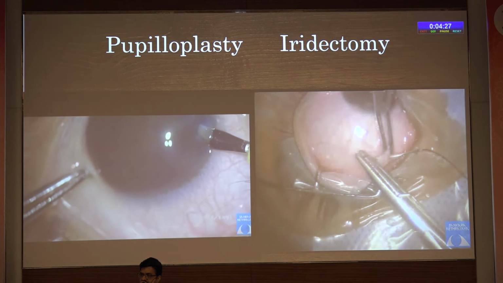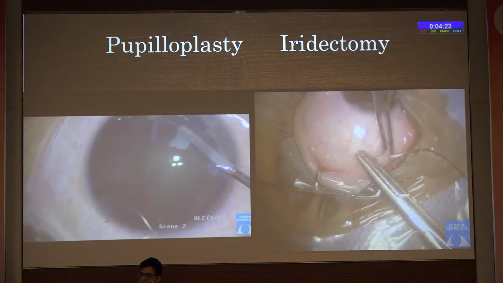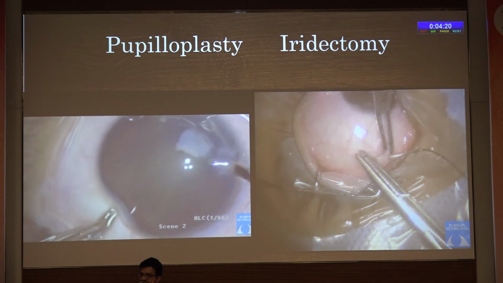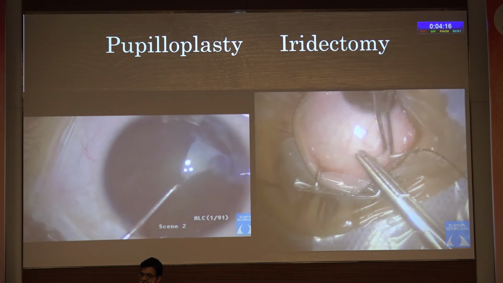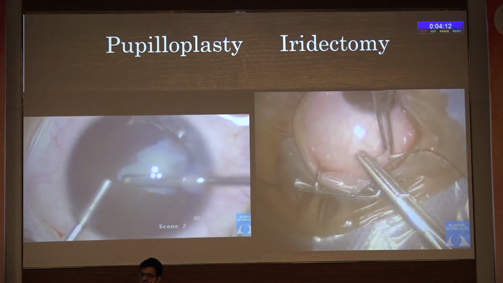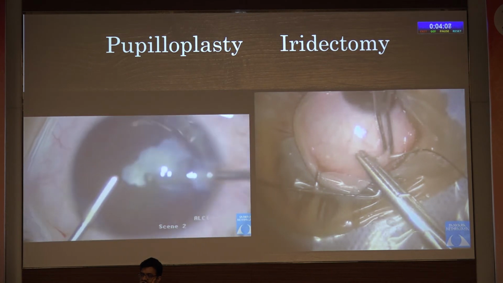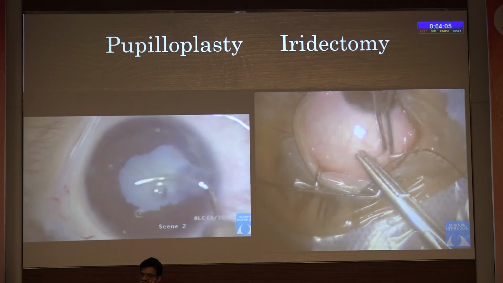So this child had a severe blunt injury associated with a small peripheral penetrating injury. There is no pupil. The iris is fully stretched. So a pupil had to be formed literally with a cutter, and then you find an intumescent total cataract. So you are actually doing a pupilloplasty along with the lensectomy.